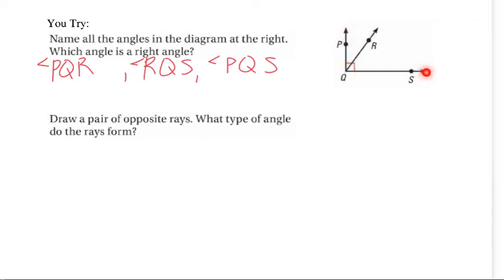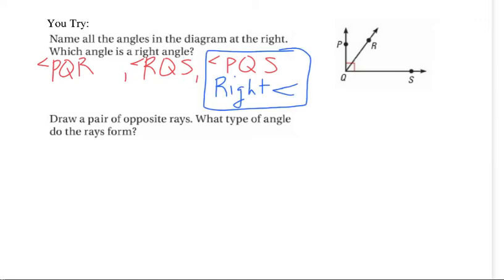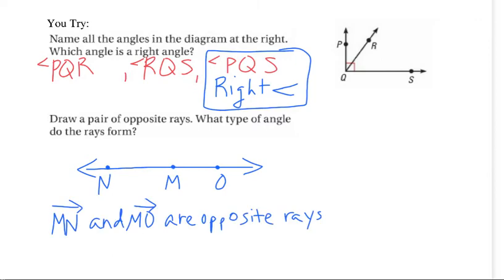So with the next question, when we draw a pair of opposite rays, this is what your picture should look like. And the opposite rays I have in my picture are ray MN and ray MO. When we have to label what type of angle it forms, this is obviously a straight angle, so our angle NMO or OMN is a straight angle, which remember is 180 degrees.